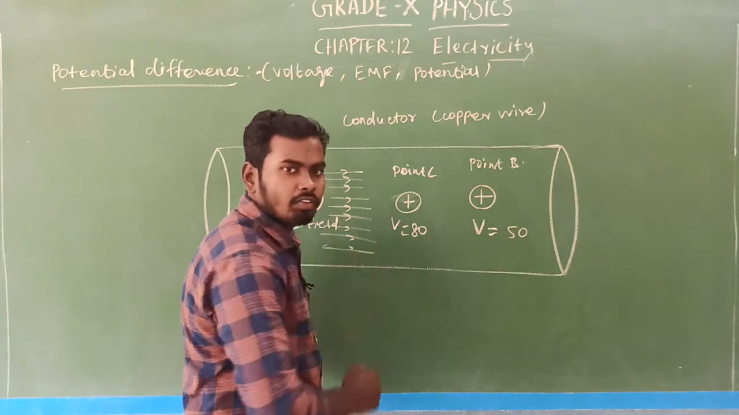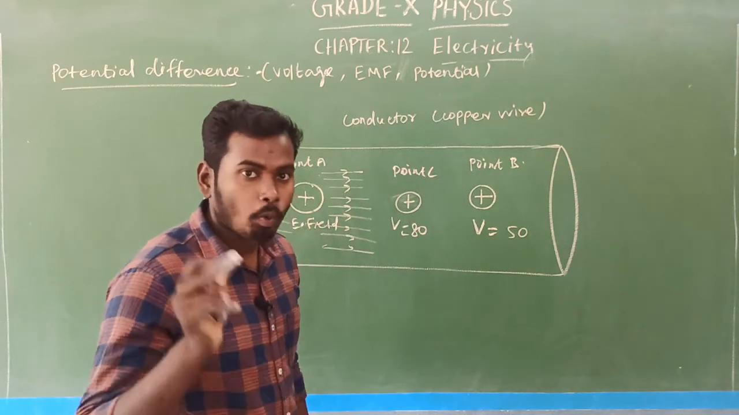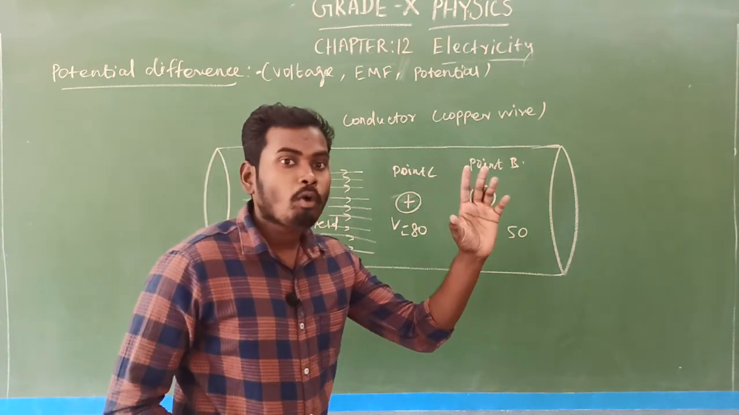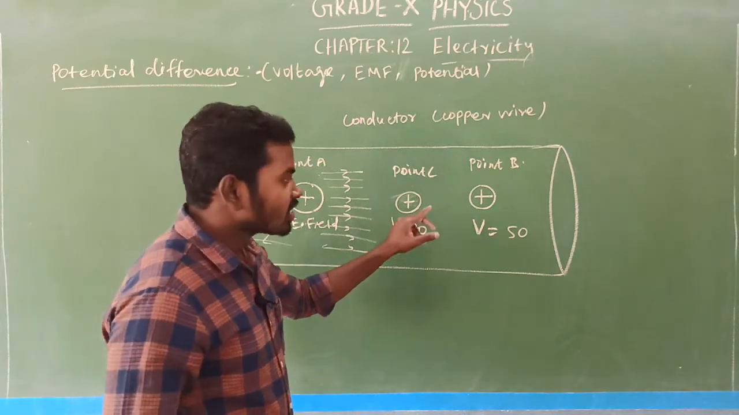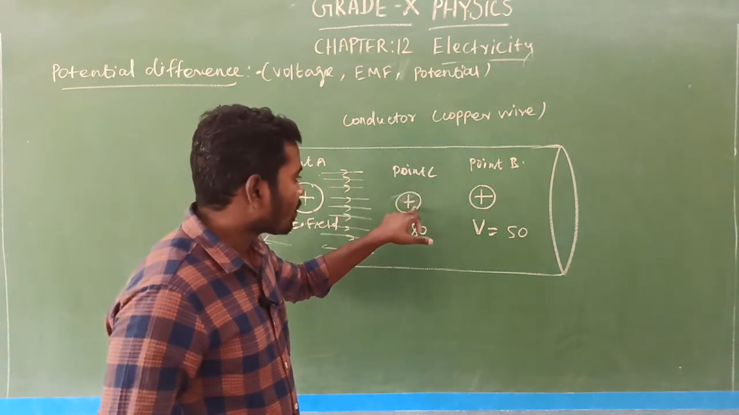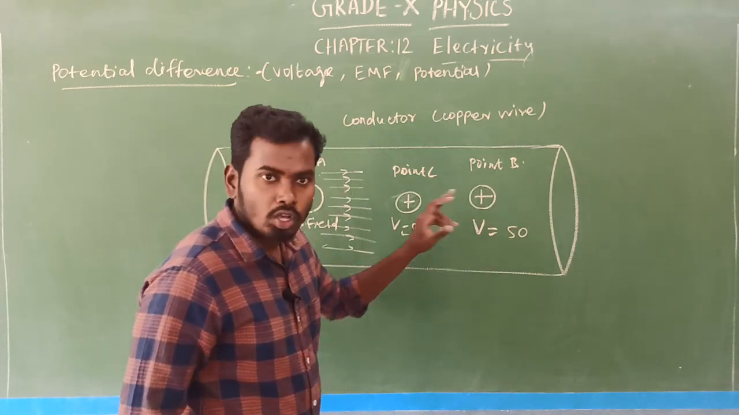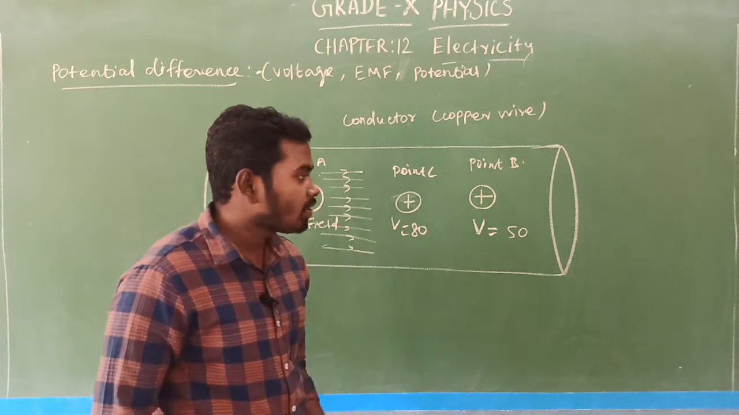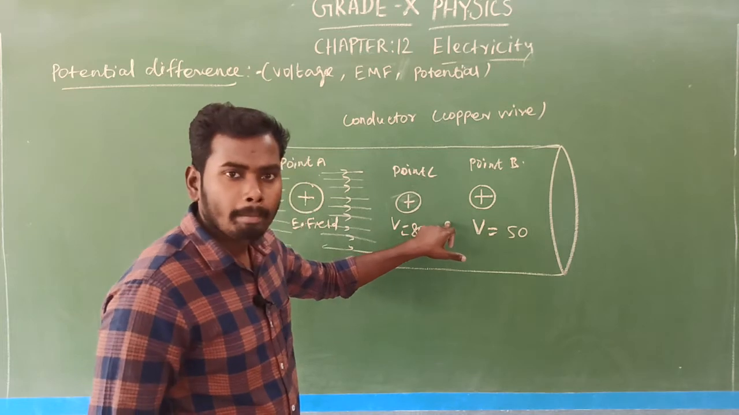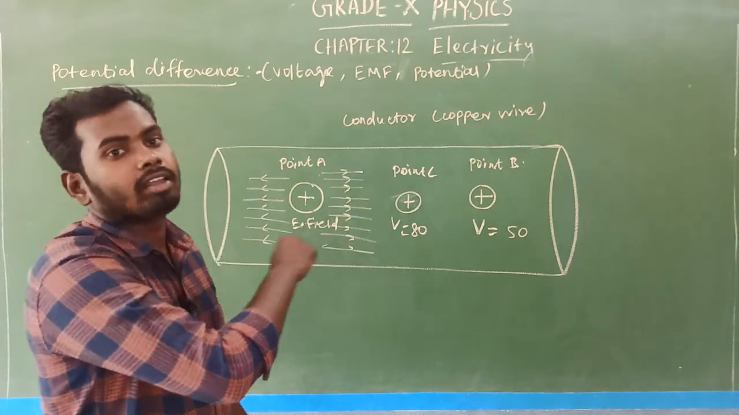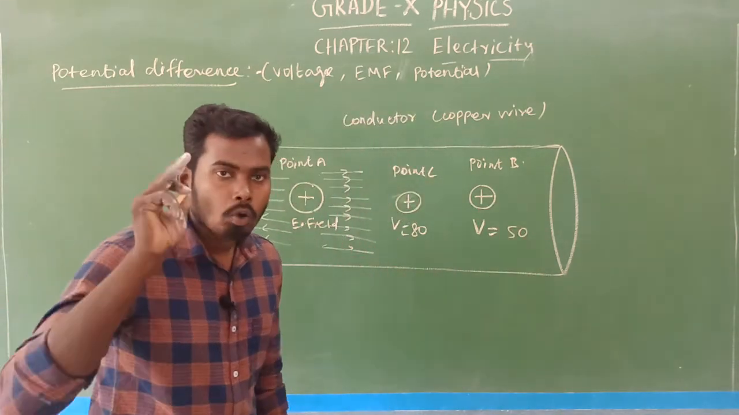Here, what is the potential difference, sir? We always subtract from high potential to low potential. Here, which is high potential and which is low potential? At point C, the charge has high potential. At point B, the charge has low potential. So what is the potential difference? 80 minus 50, which is equal to 30. So how much work is done? 30 joule of work is done here. Am I right or wrong? Because the unit of work is joule.